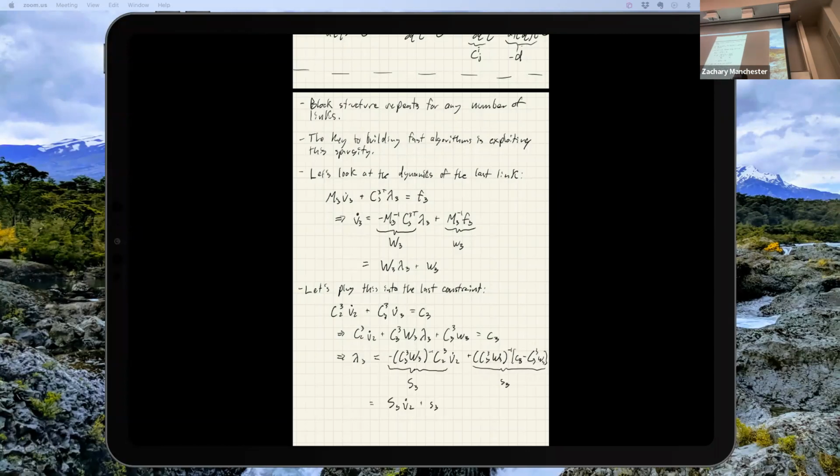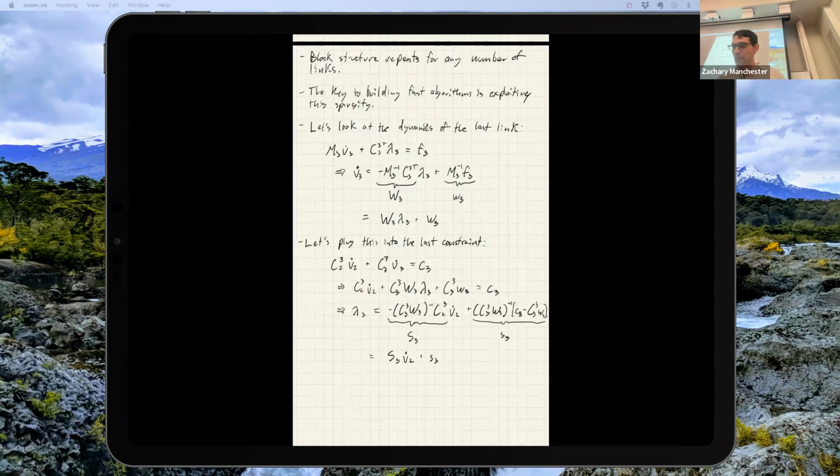So now I've got something between V dot 2 and V dot 3, right? So if I know V dot 2, I can solve for lambda 3. If I know lambda 3, I can solve for V dot 3, right? So now I'm starting to get this recursion happening where I can walk down the chain from top to bottom, whatever, right? See what's going on.